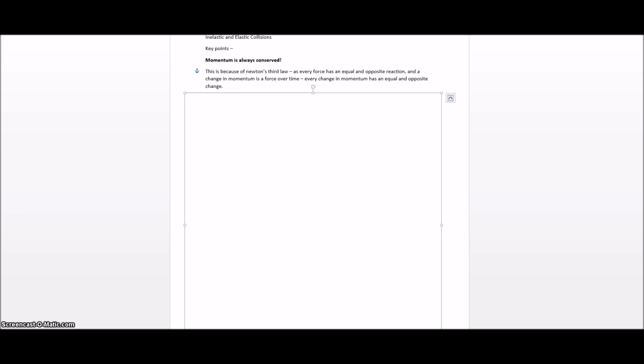Every action has an equal and opposite reaction. So if I apply a force to something, i.e. I change its momentum, it equally changes my momentum by applying a force back. So just remember that momentum is always conserved. And another key point is that momentum is a vector. So remembering negatives is very important because otherwise it will completely throw off your calculations.